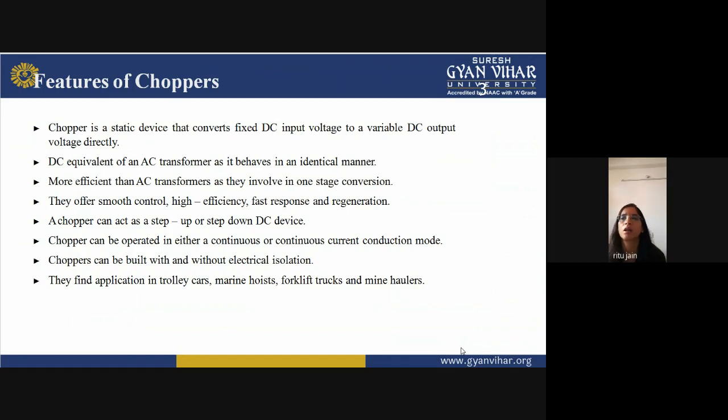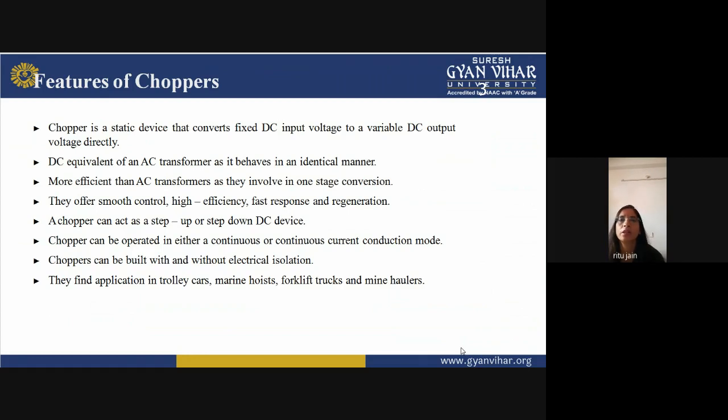So you can compare this chopper with a transformer. As you know, a transformer steps up or steps down the voltage, right? And a transformer is used to step up or step down the AC voltage. But in a chopper, you can do DC to DC conversion directly.